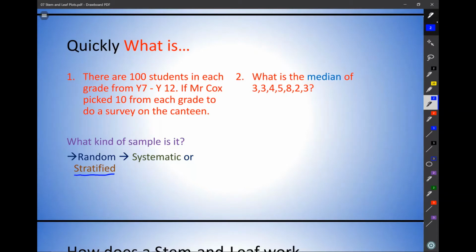And the second question here for you guys to do is to find the median of this set of 7 numbers. Again, I'll get you to pause the video and have a go at doing this yourself.